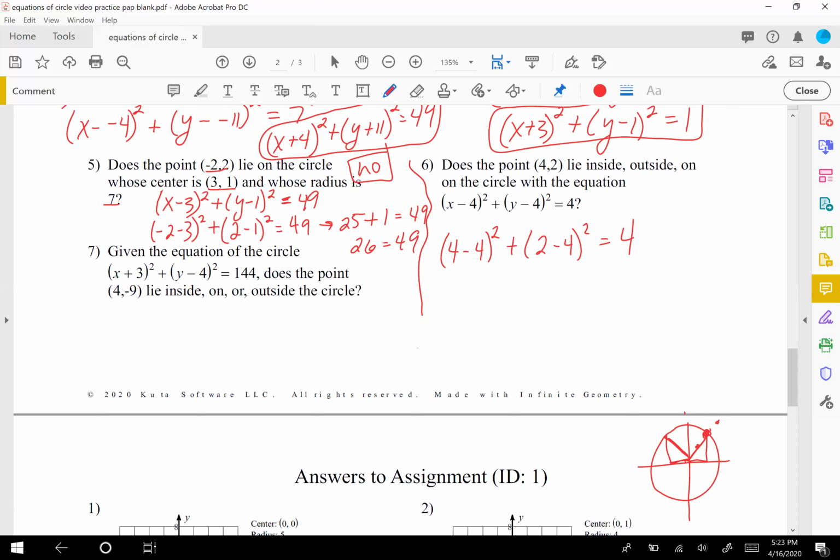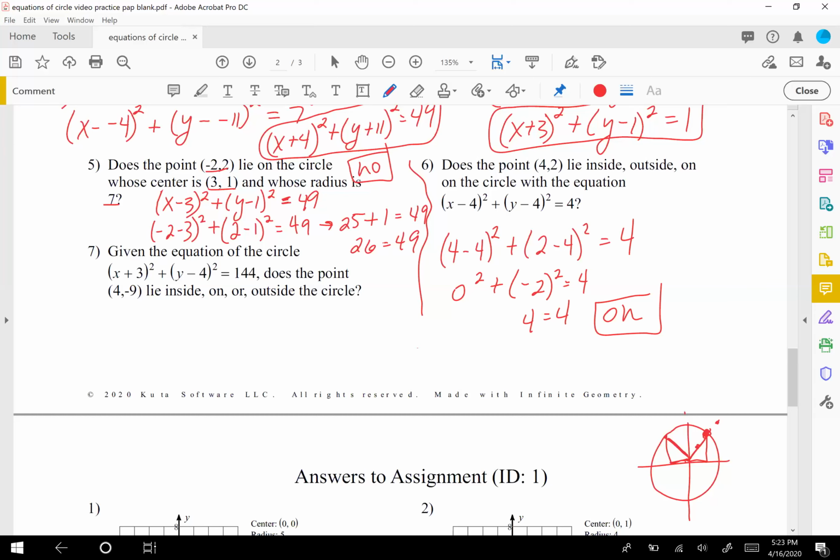Okay, 4 minus 4, that's 0 squared. And then 2 minus 4 is negative 2 squared equals 4. So here, 0 squared is 0, negative 2 squared is 4. 4 equals 4, so it is on the circle.